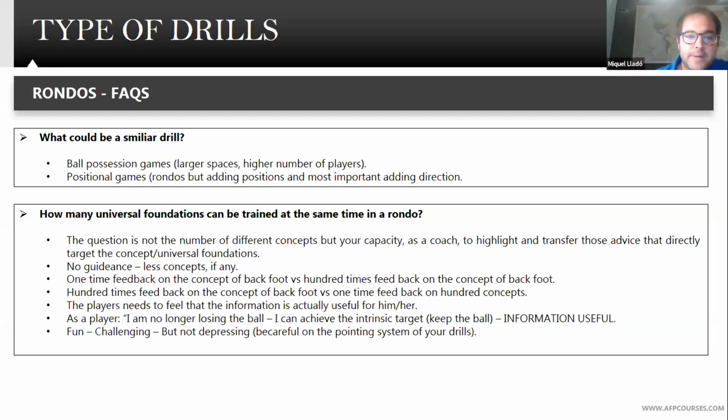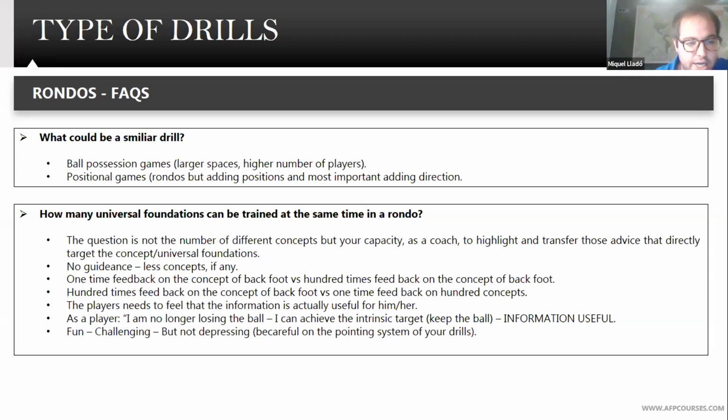How many? I think it depends basically on your capacity as a coach to highlight and transfer that information to the players. What is for sure is that if you don't say anything while the rondo is happening, there will be no concepts in that rondo. If the coach doesn't really take an active role in guiding the rondo, if the coach doesn't highlight the information that he wants, if there is no guidance, there are no concepts. But it's also true that maybe it's better not to say anything rather than saying wrong things. So here it's your responsibility to get all this knowledge right, to be really aware of what you are trying to say.